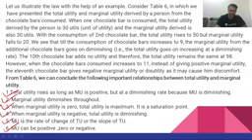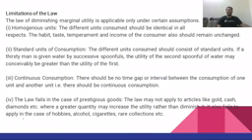Okay, done. So now we look at the limitations of the law of diminishing marginal utility. Okay, so what are the limitations? The law of diminishing marginal utility is applicable only under certain assumptions. So the first drawback of the law is that it is useful only under certain assumptions. Now, what are those assumptions? First one, homogeneous units. The different units consumed should be identical in all respects. The habit, taste, temperament, and income of the consumer should remain unchanged.